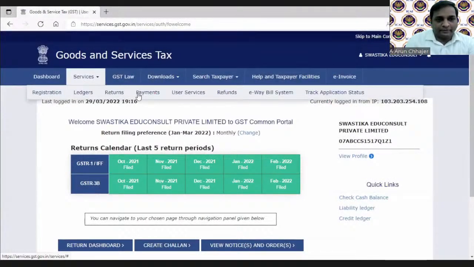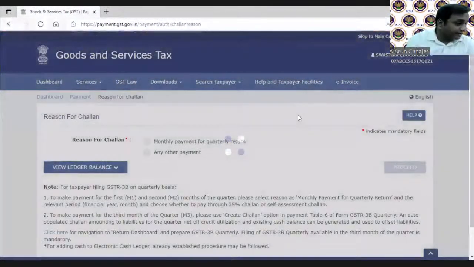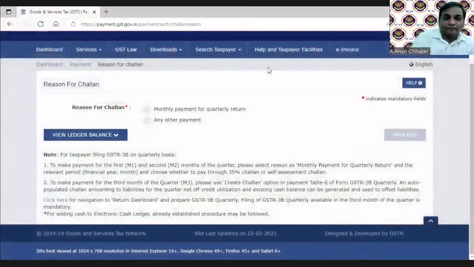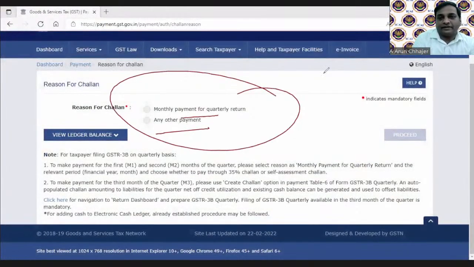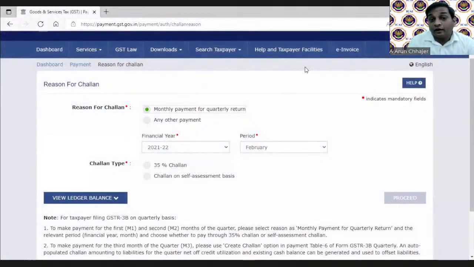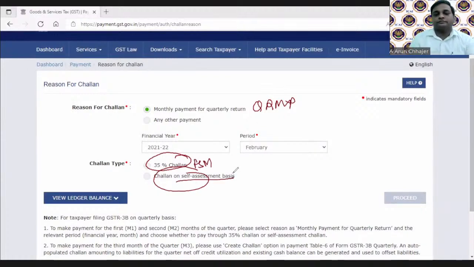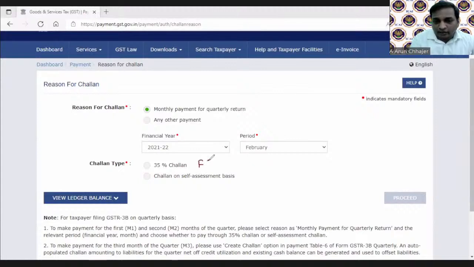So I go to the payment and create the challan. When I am creating the challan, see, monthly payment for quarterly or any other payment. Once I select monthly payment for QRMP, automatically it asks whether you are going through the fixed sum method or you are going to challan on a self-assessment basis. So they are asking whether you are making the payment through FSM, the fixed sum method, or through the self-assessment method.